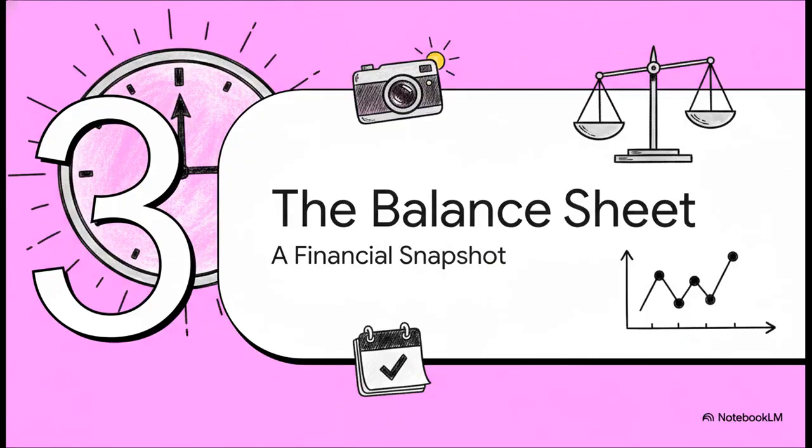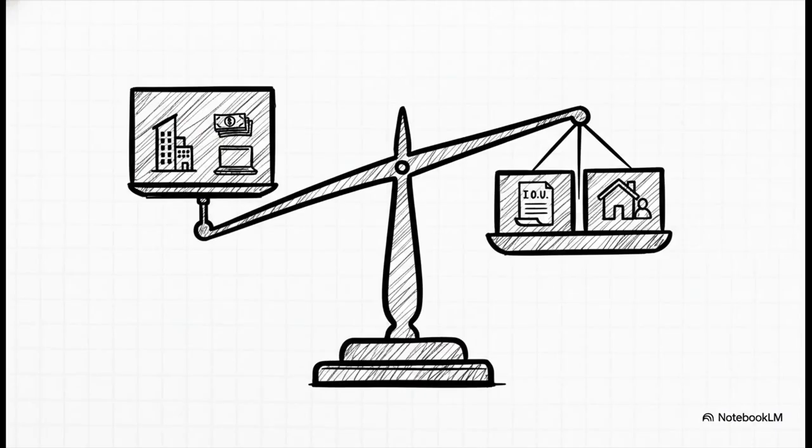Next, in Section 3, we will examine the balance sheet. In contrast to the revenue statement, which covers a period of time, the balance sheet provides a financial snapshot at a single, specific point in time. The entire structure of the balance sheet is dictated by the fundamental accounting equation. Assets must equal the sum of liabilities and equity. This equation must always be in balance without exception.